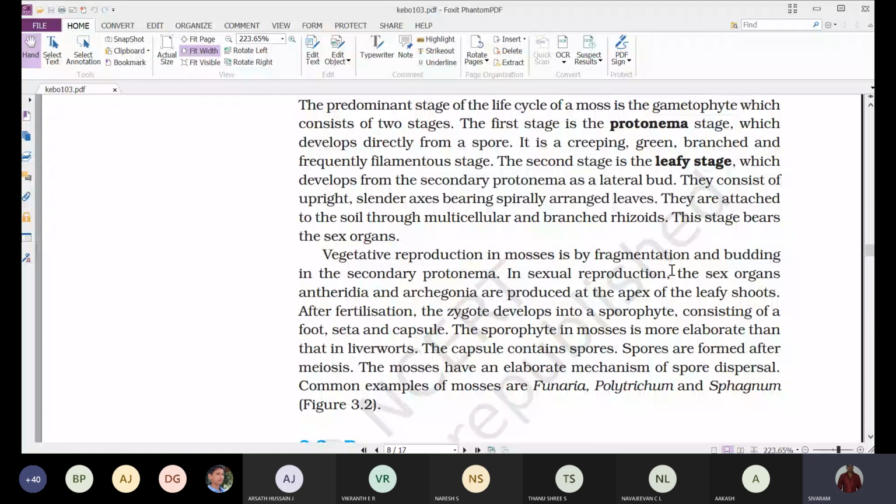Coming to the sexual reproduction, we already said that at the tip of the leafy stages we'll find the male sex organ, the antheridium, and the female sex organ, the archegonium. The antheridium produces the anthrozoids, and the archegonium produces the female gamete, the egg cell. Fusion of the anthrozoid with the egg is fertilization, which results in the formation of a diploid zygote.